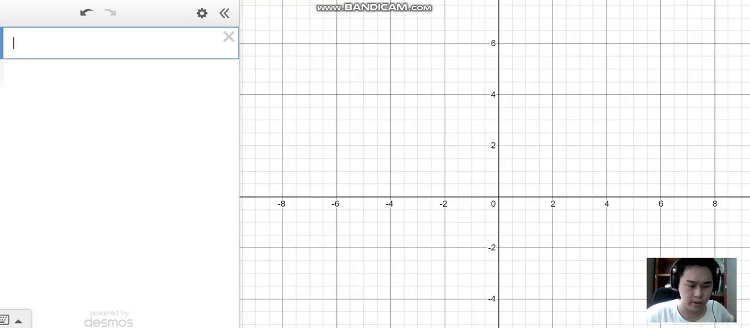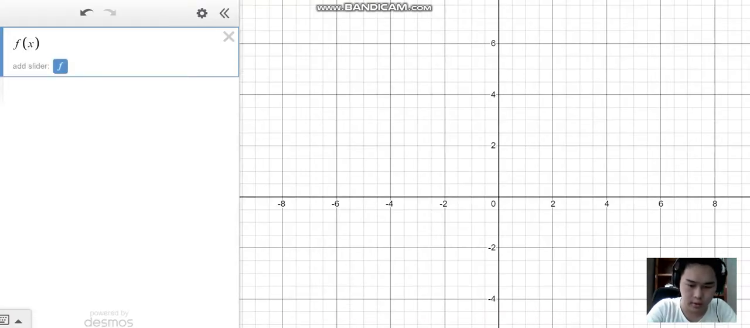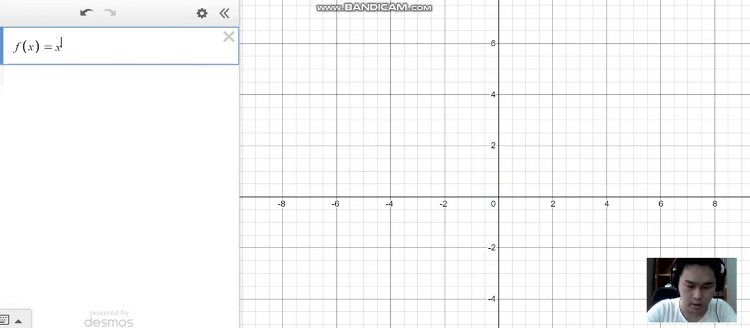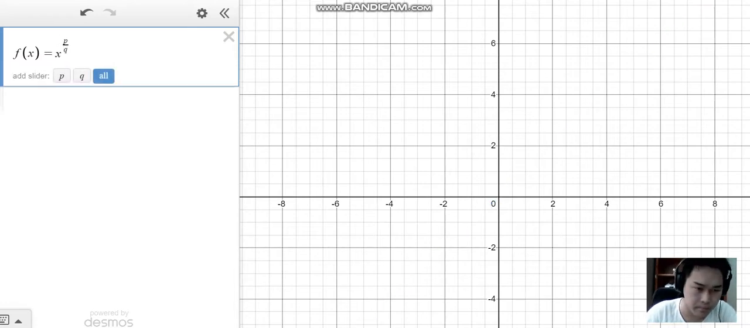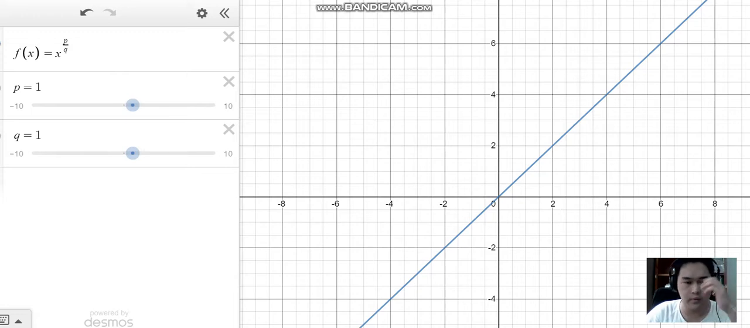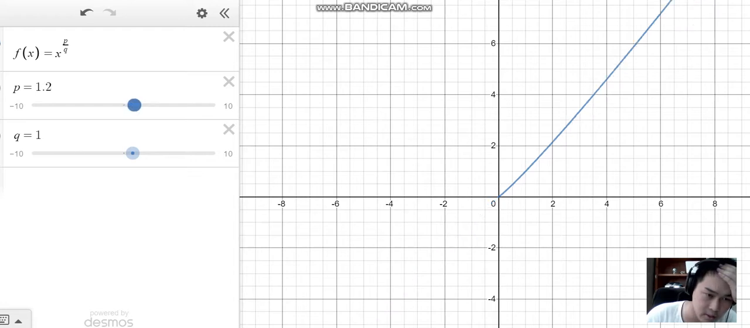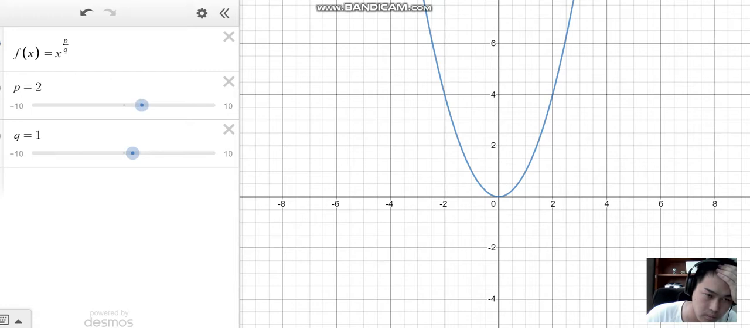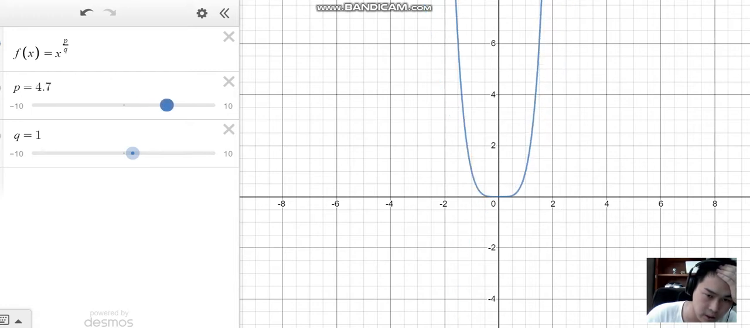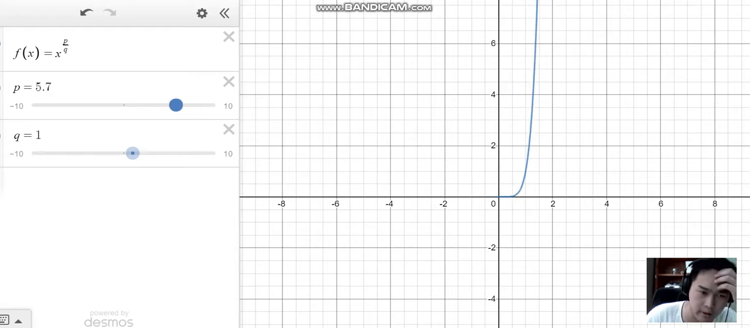So if we were to draw this out, f of x equals x raised to the p over q. Here we've set p and q as the same value, 1 and 1, and hence we have the function f of x equals x. And say if I change to 2, it's quadratic, because 2 divided by 1 is still 2, and if I go 3 or any of the other integers you've seen before, even something like 7 or 5, you still have the similar pattern of the odd power.